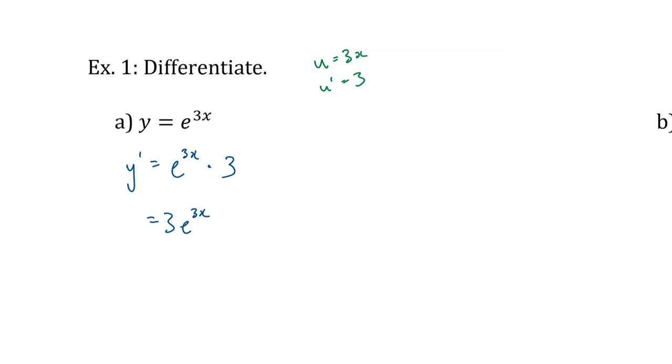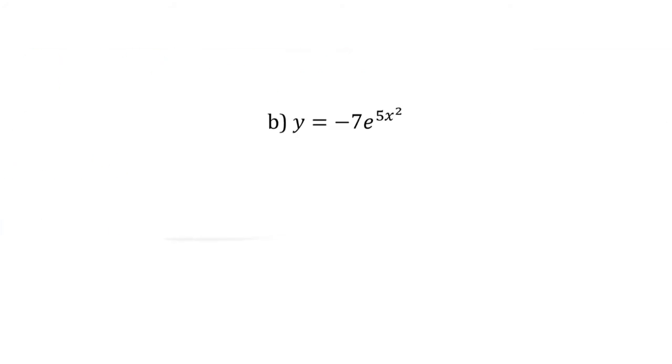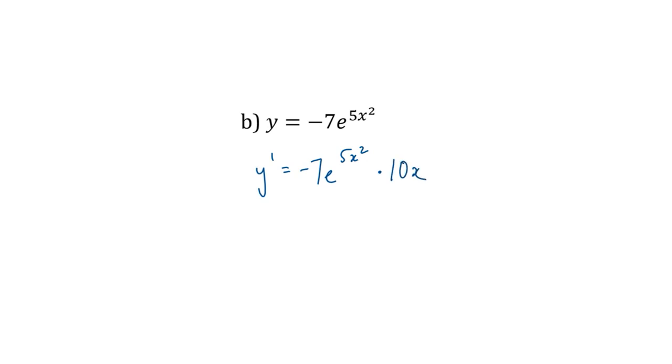Okay, so let's do a few more. In this case, my u is 5x squared, so y prime is going to be negative 7e to the 5x squared times the derivative of the exponent, 10x, or simplifying, negative 70x e to the 5x squared.